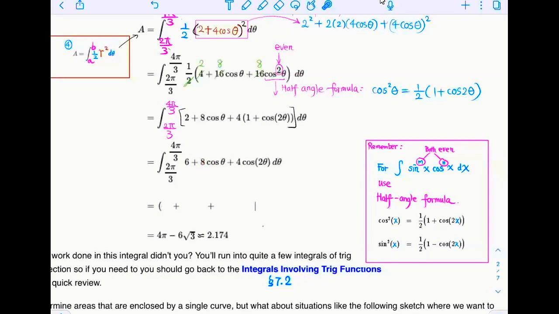And plus 8, what's the antiderivative of this? Sine theta. And what's the antiderivative of this? 2 sine 2 theta. You got it. Good job.